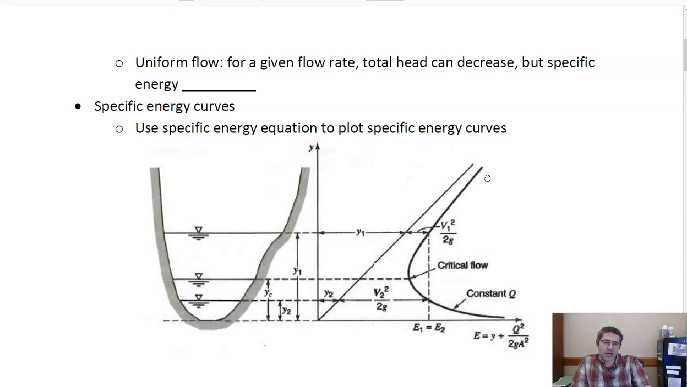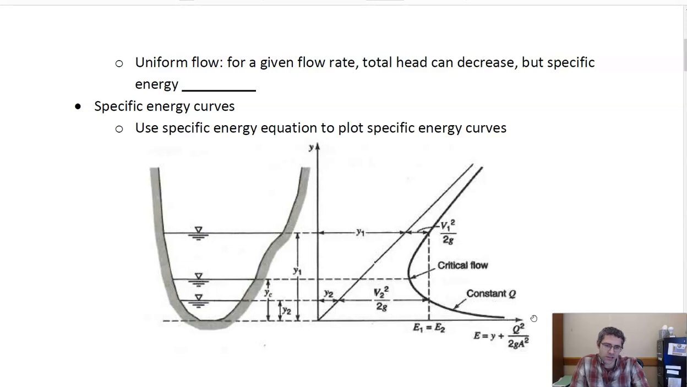What comes out of doing this is you can see that for a given specific energy, we have two possible depths in general that we can be at. We have this one down here and this one up here at the same specific energy. This one up here is high depth, which would give me low velocity, and this one is low depth, which would give me high velocity.